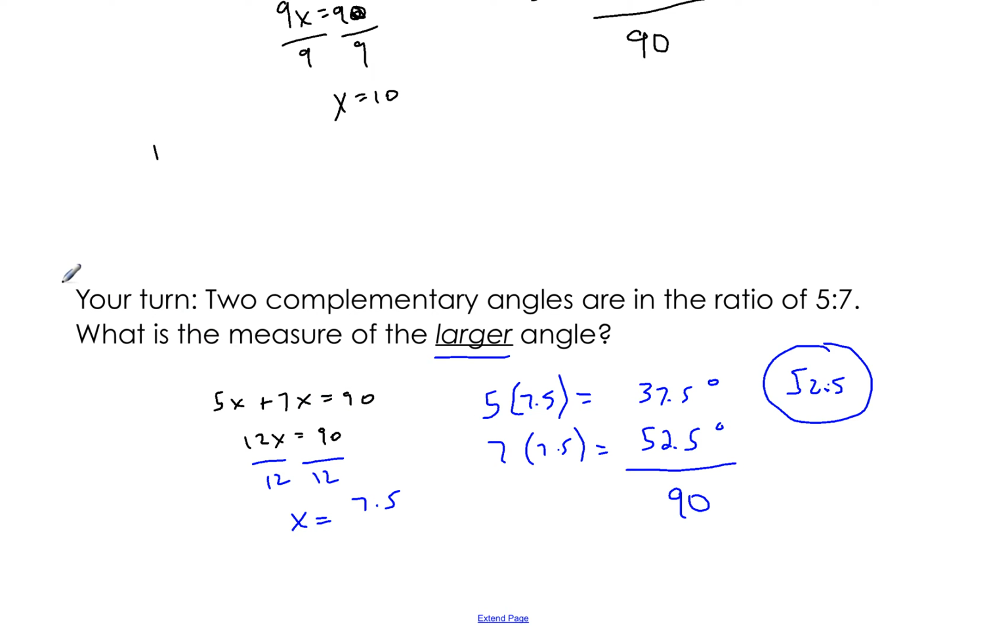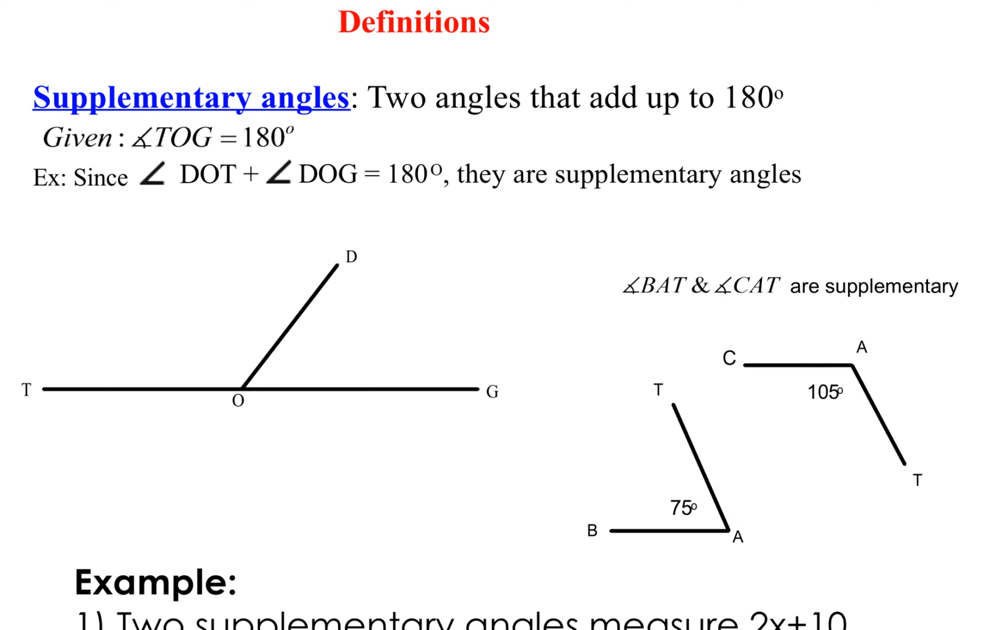Okay. Next, let's take a look at the next type of angle we have, and those are supplementary angles. So two angles that add up to 180 degrees are called supplementary angles. So let's take an example.